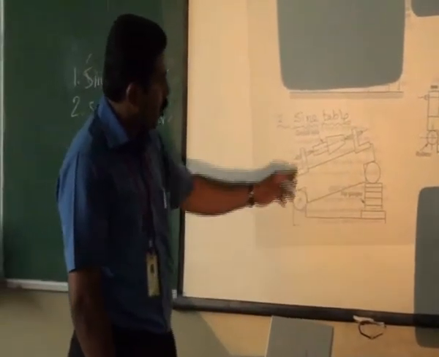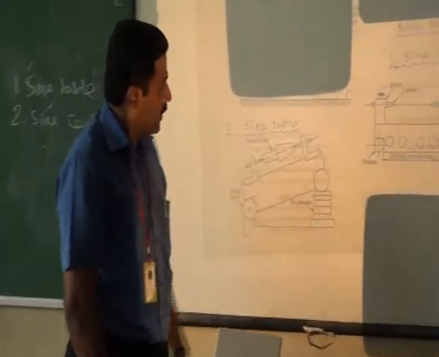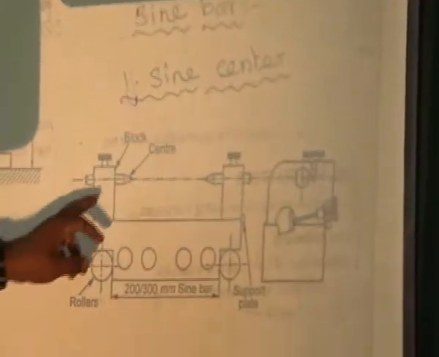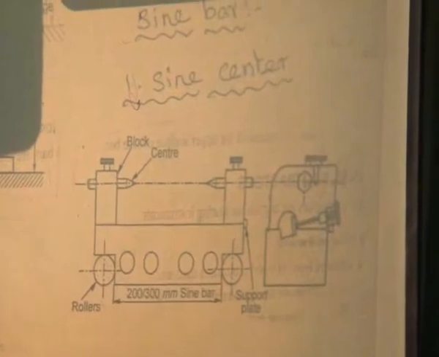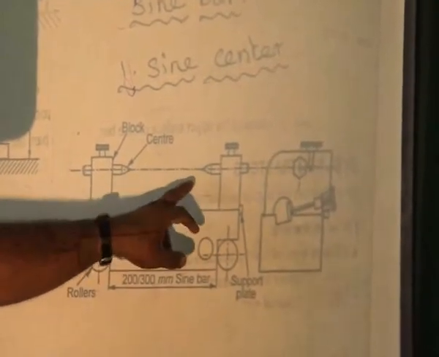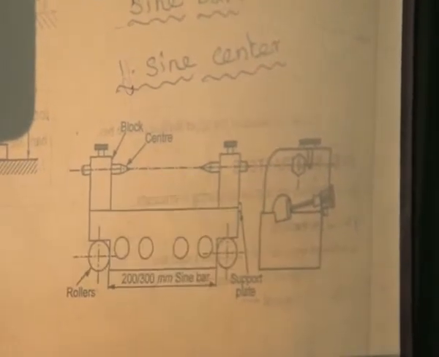For a conical workpiece, we have to set the sine bar and sine center. Here also we use it for conical workpieces, and very complicated components we can measure by using this one.